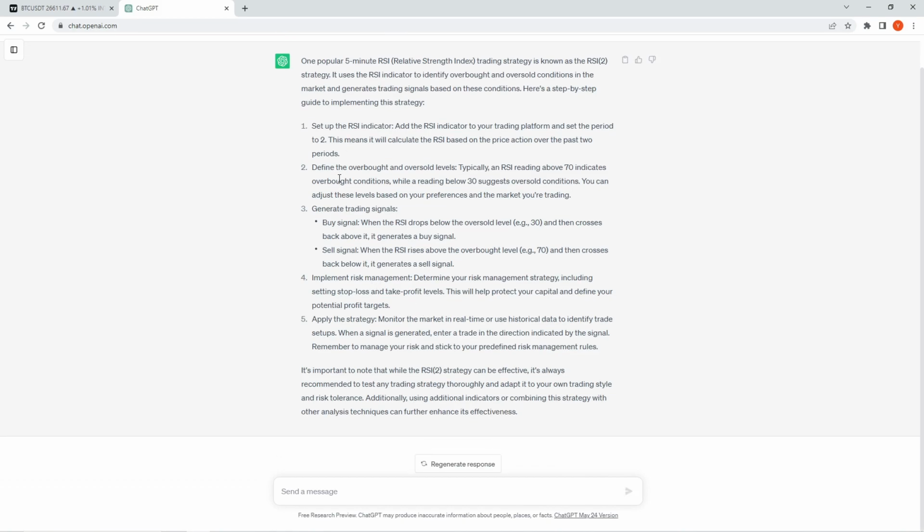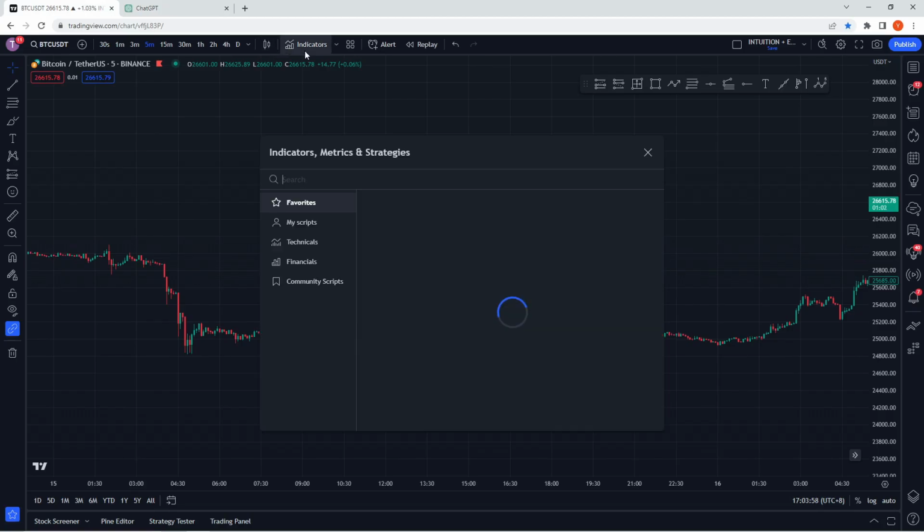Okay, so let's read the steps. First step is to set up the RSI indicator, basically just add it to your platform. Define the overbought and oversold levels, which are above 70 and below 30. Generate trading signals, implement risk management, and apply the strategy. So generally I'm going to try out this strategy, and first I'm going to implement the RSI.